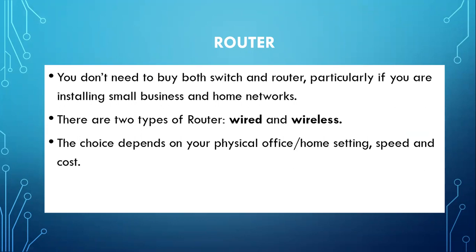Now there are two types of routers: wired routers and wireless routers. Wired routers are the ones that use a wiring connection, while wireless routers don't use wires to enable the connection. The choice depends on your physical office or home setting, the speed you want your router to have access to, and also the cost, whether you prefer the wired or the wireless, in terms of how you can handle the cost of them. So that's all about routers.